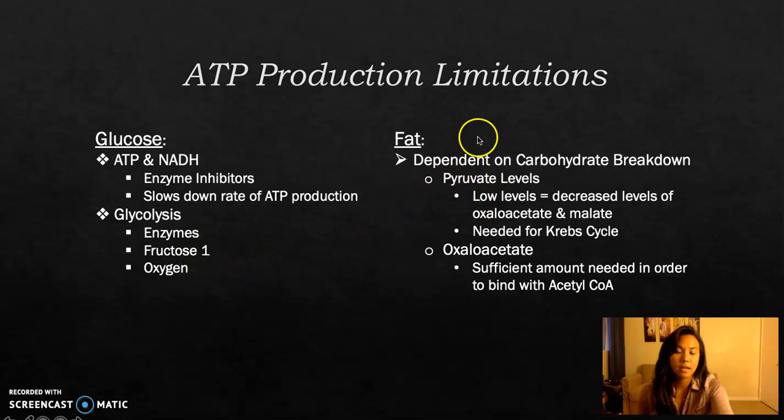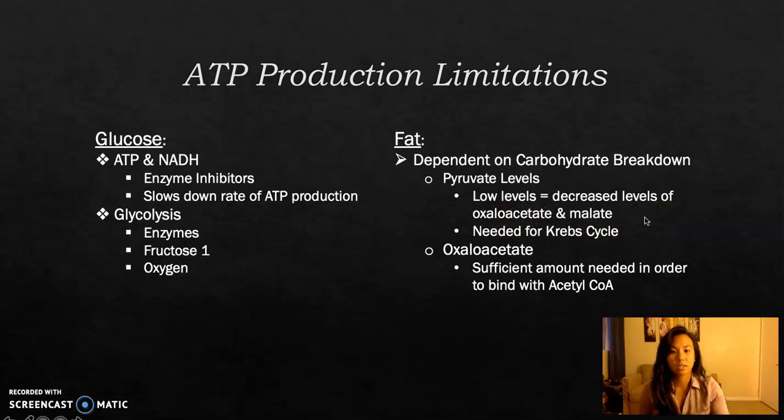For fat, the main limiting factor here is that ATP production from fat is very dependent on carbohydrate breakdown. So before, when I said that this is really important, we're going to circle back to it at the end. It referred to oxaloacetate or oxaloacetic acid. So in this case, when there are lower levels of pyruvate, there are decreased levels of oxaloacetate and malate.